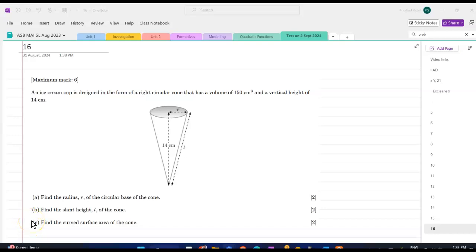Okay, so this video starts from sum number 16. An ice cream cup is designed in the form of a right circular cone. The volume is given to be 150 centimeter cube and the vertical height is 14 centimeters. Find out the radius of the circular base.